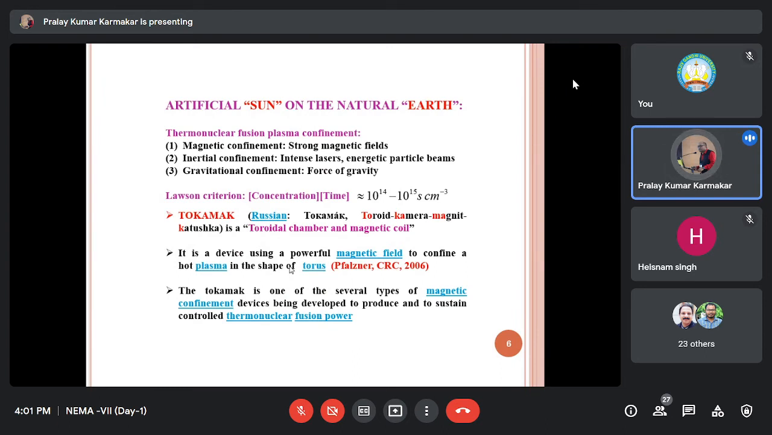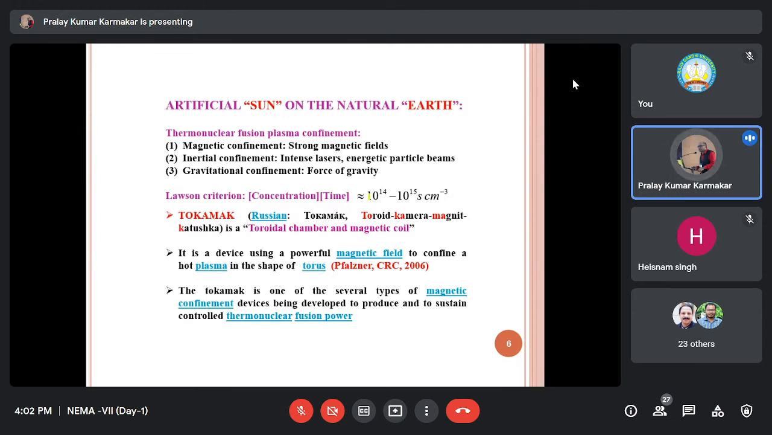The second point is the artificial sun on natural earth. Recently, we became familiar with the news that an artificial superpower sun was launched in the sky of China. So this is exactly the same thing. How to create an artificial sun on the earth? This is through plasma technology.